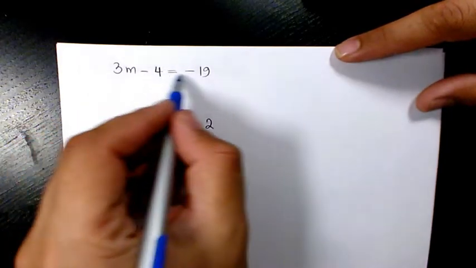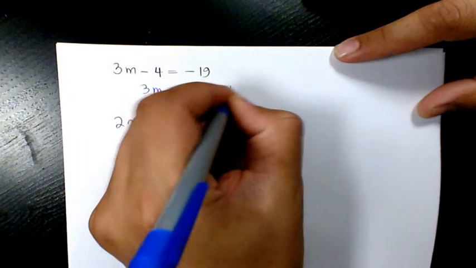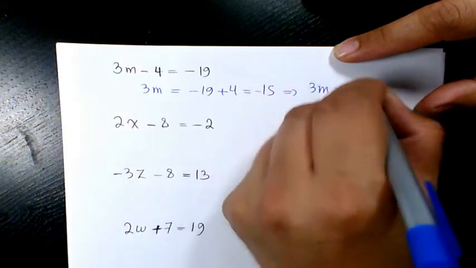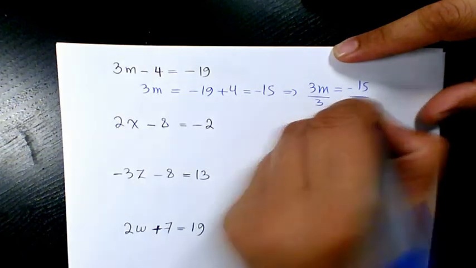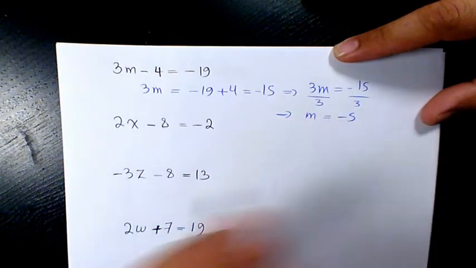3m minus 4 equals negative 19. So 3m equals negative 19 plus 4, equals negative 15. So 3m equals negative 15, divided by 3 for both sides. That's going to be m equals negative 15 divided by 3, which is going to be negative 5.